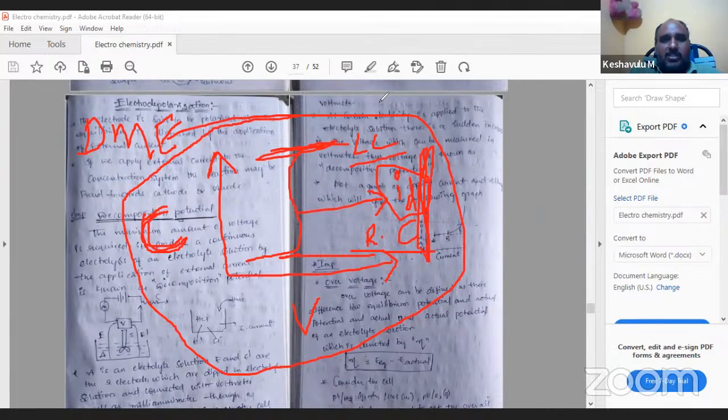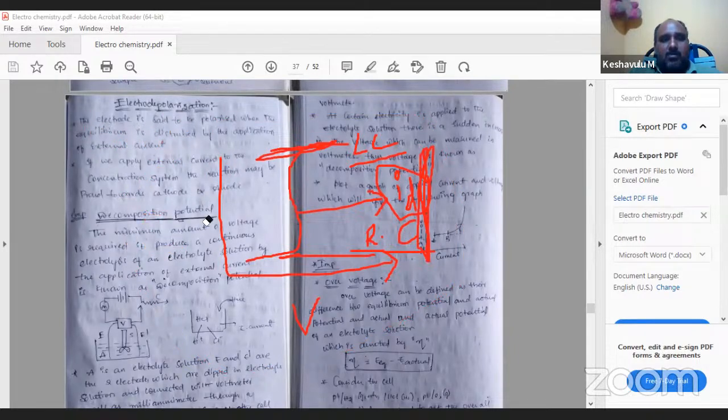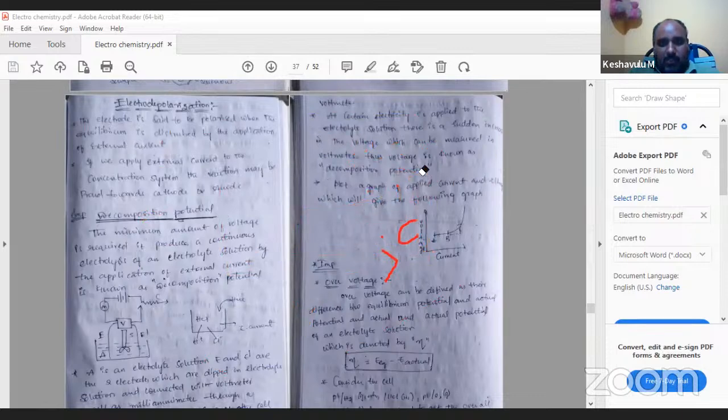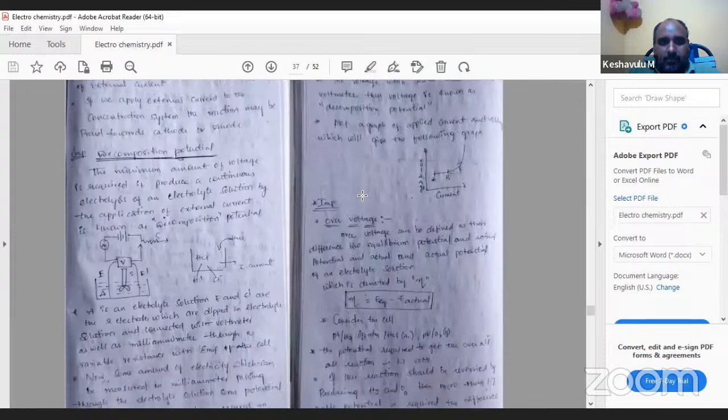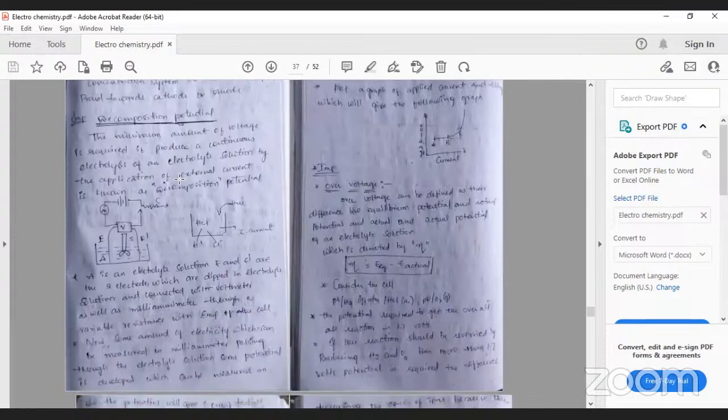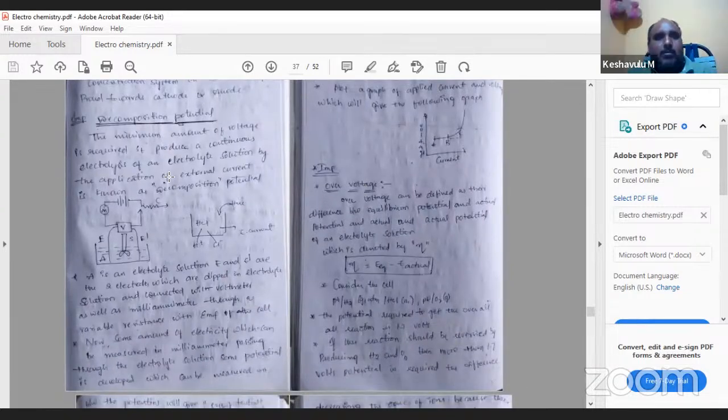Two types of potentials will be there. One is the decomposition potential, the other will be the over voltage or over potential. What is the over voltage? What is the decomposition potential? We'll see. Okay, so is it clear about the polarogram? Yes, sir. So now let's discuss the decomposition potential.